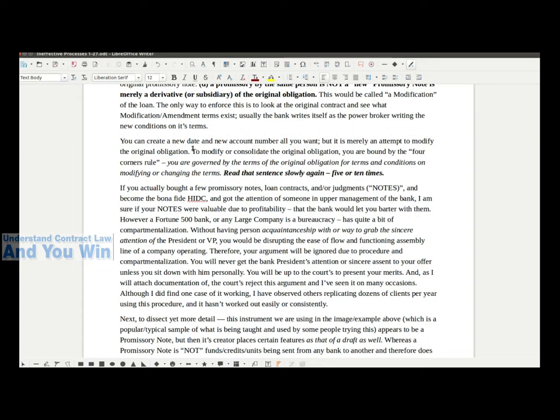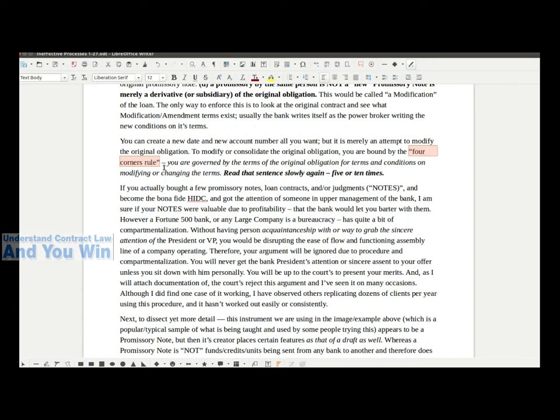To modify or consolidate the original obligation, you are bound by the four corners rule. That's what I said before. You are governed by the terms of the original obligation for the terms and conditions of modifying or changing the terms. Four corners rule. It's something judges and attorneys say. It's a way of describing a contract that is expressed in writing, because there are contracts that are not expressed in writing. You can walk into a restaurant, sit down, order food on the menu, and you have a contract that you have to pay the bill before you leave the restaurant.